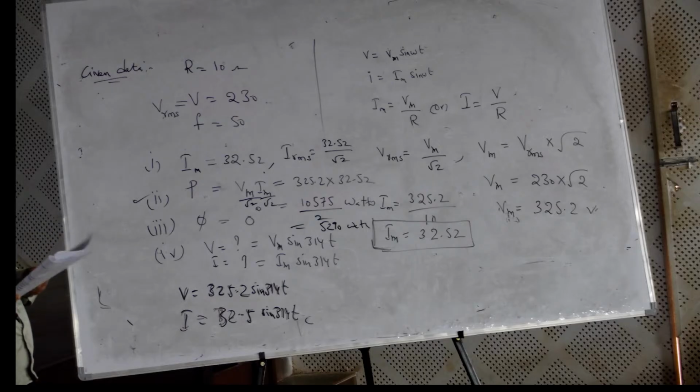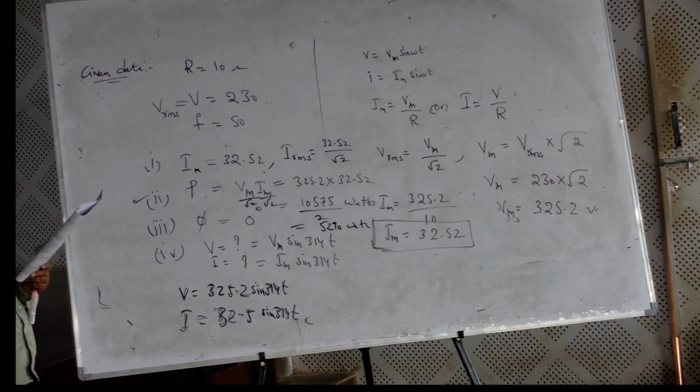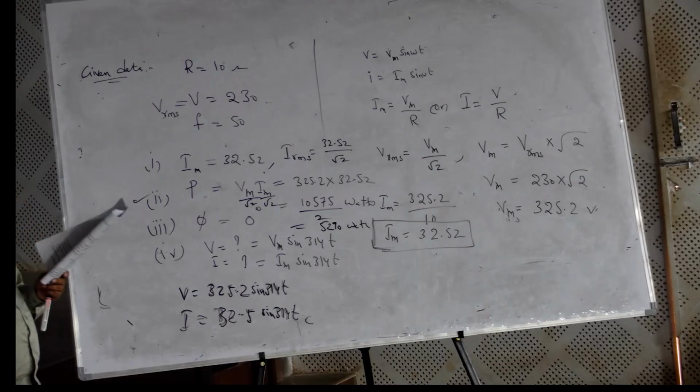Next one. A pure inductive coil allows a current of 10 amps to flow from a 230 volts, 50 hertz supply. First one, find the inductive reactance.